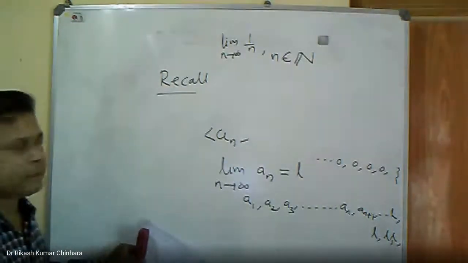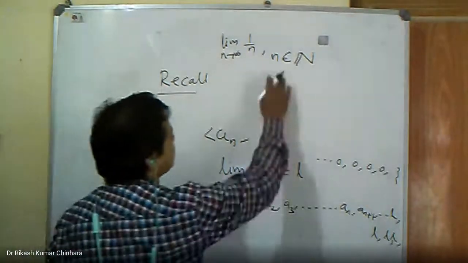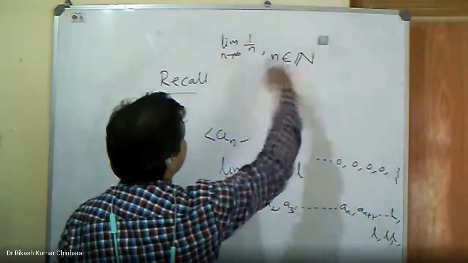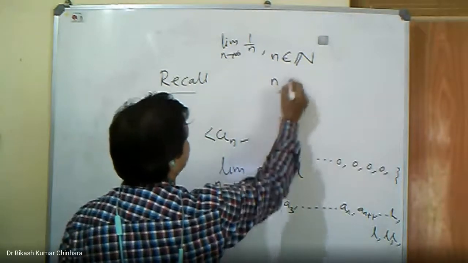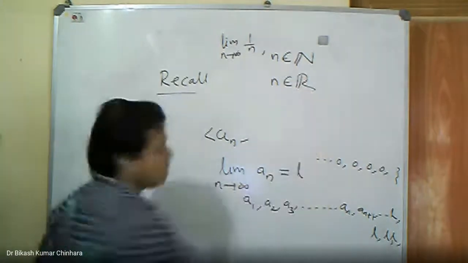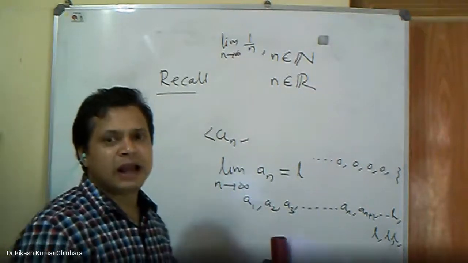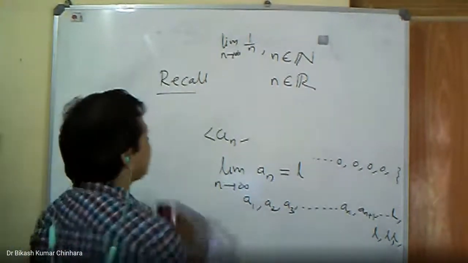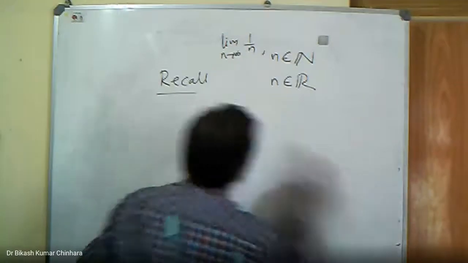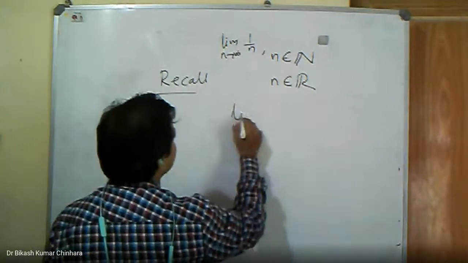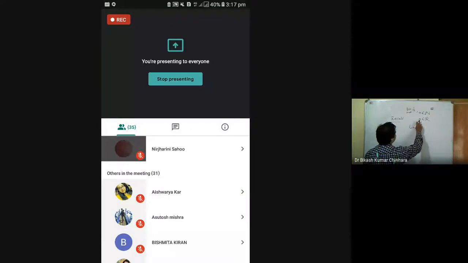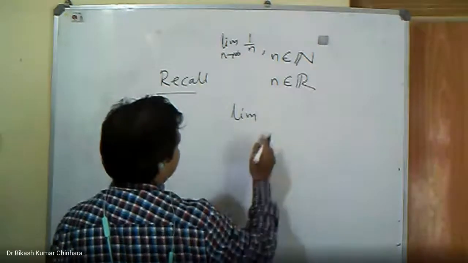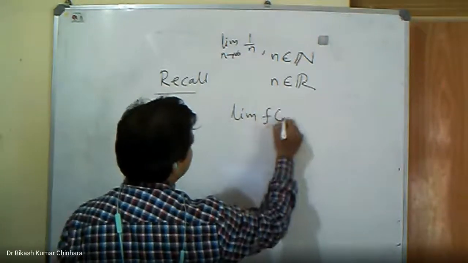Are you ready? So I am only taking n from the natural numbers. If I take n from the real numbers, then I am talking about a more general concept. So in that case, what is my target? Generally, whenever I am allowed to take any real number, we replace n by x. So I am writing f of x.